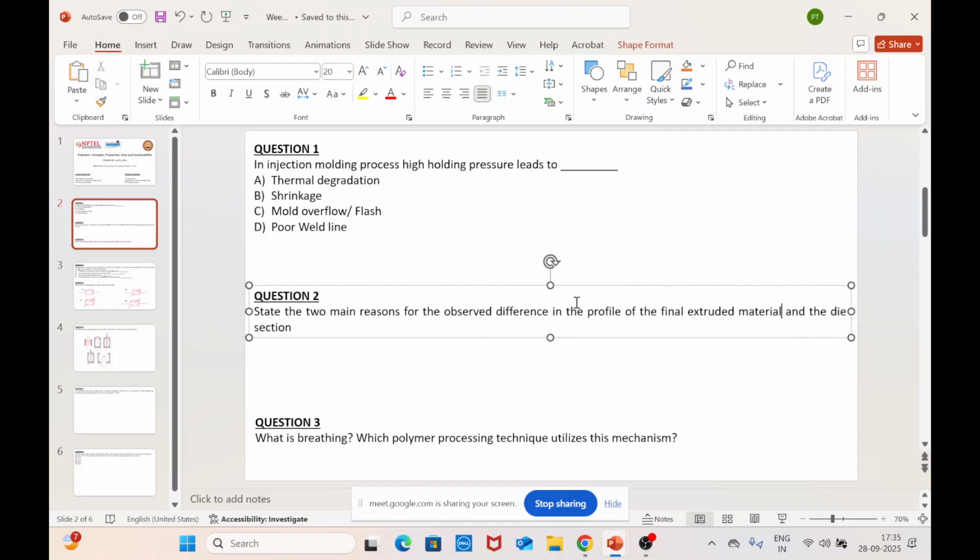I mean, the main reason is one, and apart from that, there is also another reason which contributes to this observed difference.